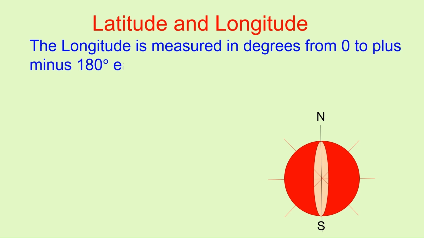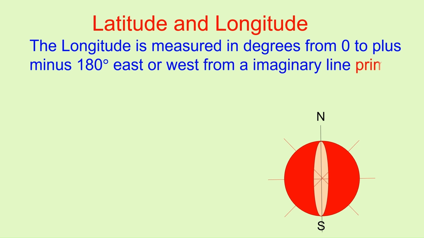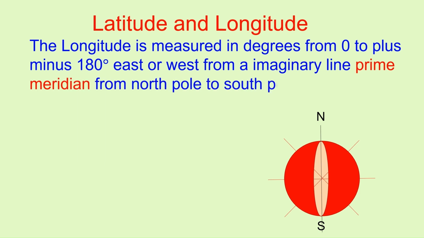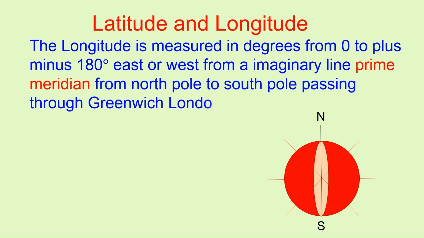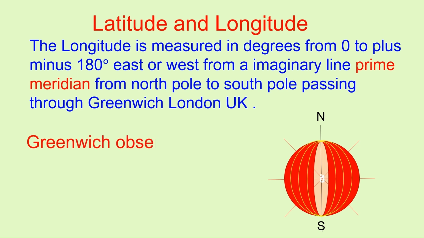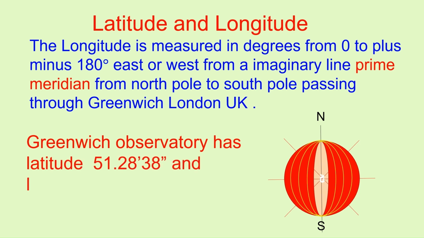The longitude is measured in degrees, from 0 to plus minus 180 degrees, east or west, from our imaginary line, the prime meridian, from North Pole to South Pole, passing through Greenwich, London, UK. Greenwich Observatory has latitude 51 degrees 28 minutes 38 seconds and longitude 0 degrees 00 minutes 0 seconds.